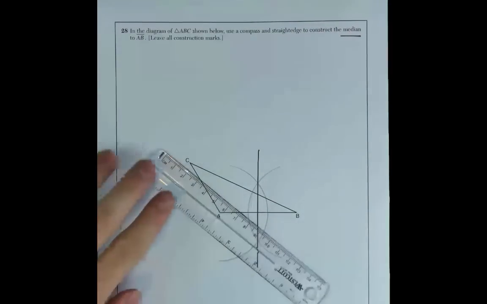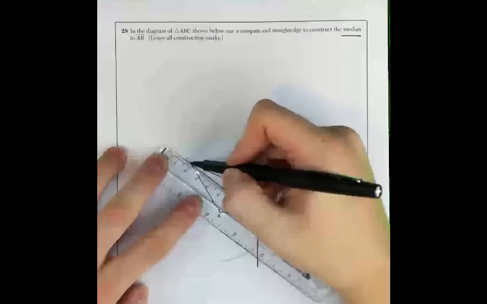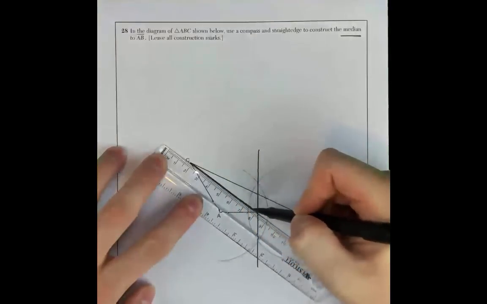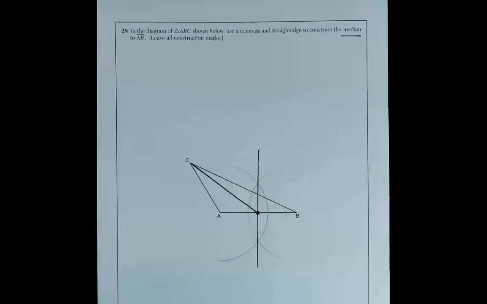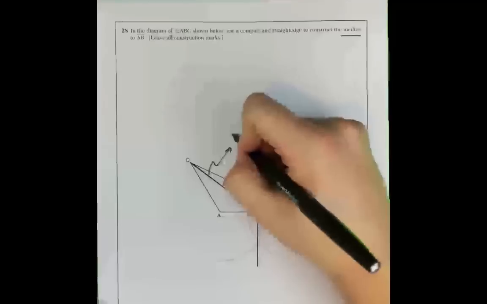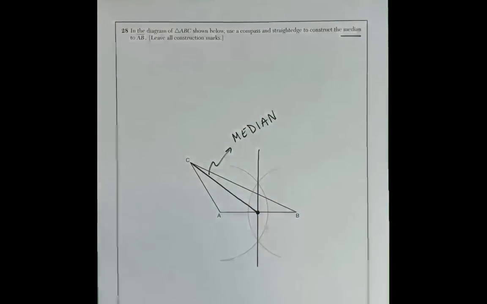So what I'm going to do is I'm going to place my straight edge on vertex C, and I'm going to create a line touching at its midpoint, because by definition, a median is drawn to its midpoint. So this line right over here that you see, this is the median drawn to side AB. And that is how you do this question.